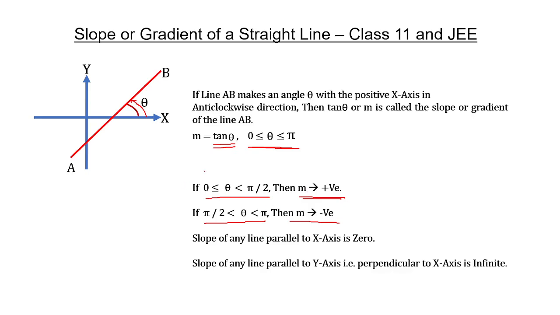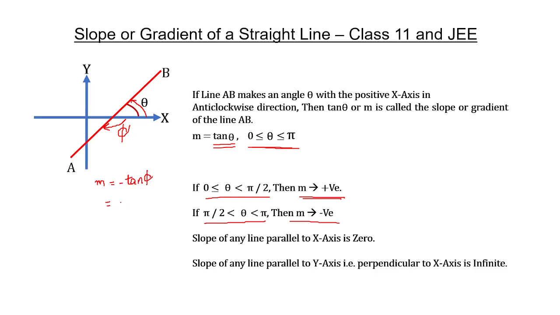So here one more important thing is there. Suppose we measure the angle in the clockwise direction. Then what will happen? In that case, suppose this angle is phi. Then the slope of the line will be minus tan phi.